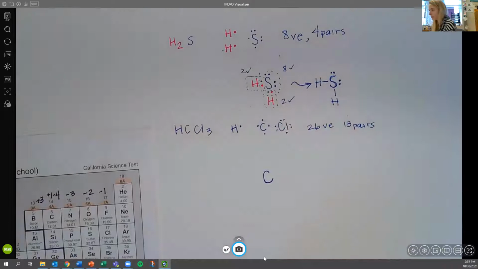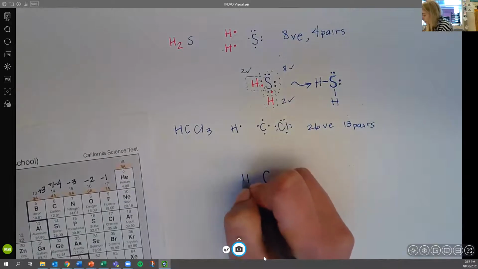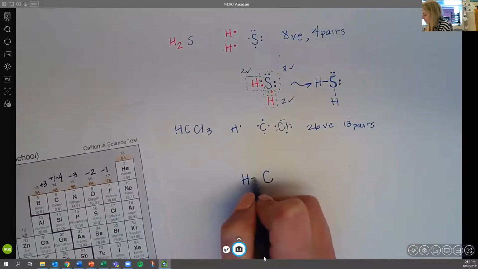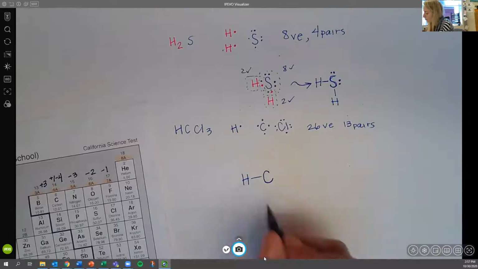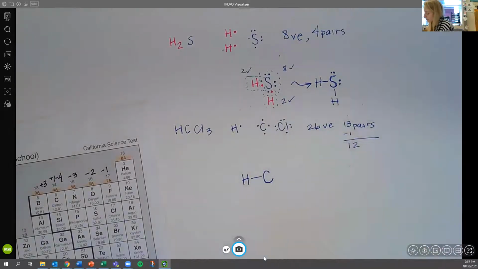I'm going to do this one a little different this time. Instead of drawing my valence electrons here, I'm just going to start by drawing pairs. So I'm going to put my hydrogen here, and I'm going to draw a bond between them. So now I've used one of my pairs up, so I'm going to subtract 1. So now I'm at 12 pairs.